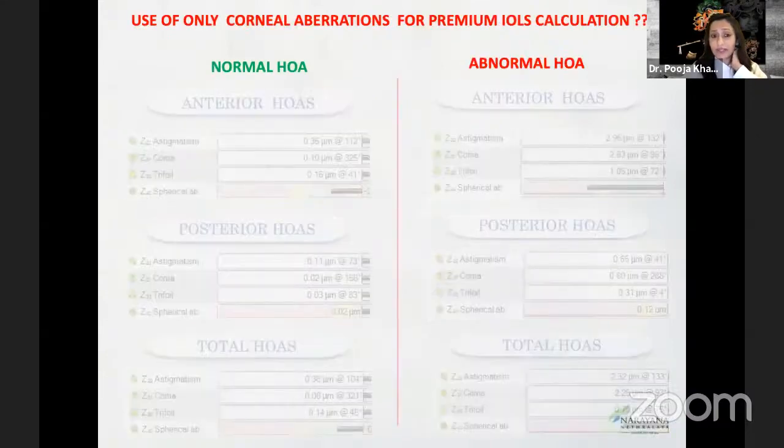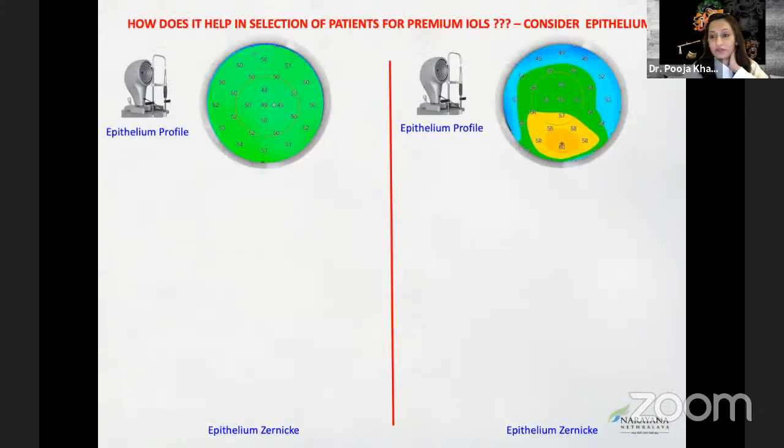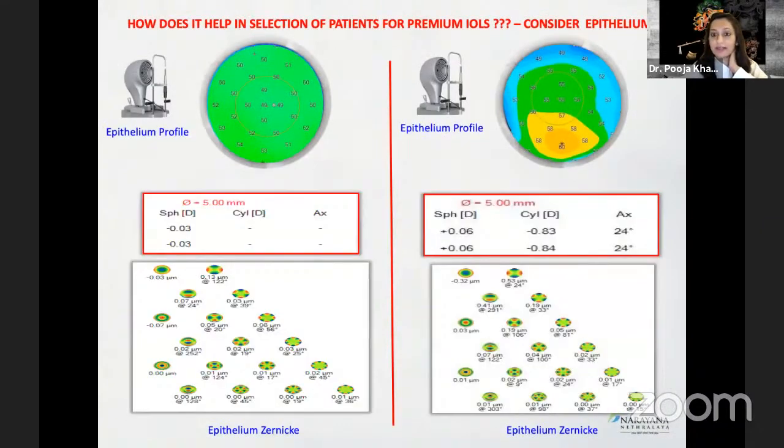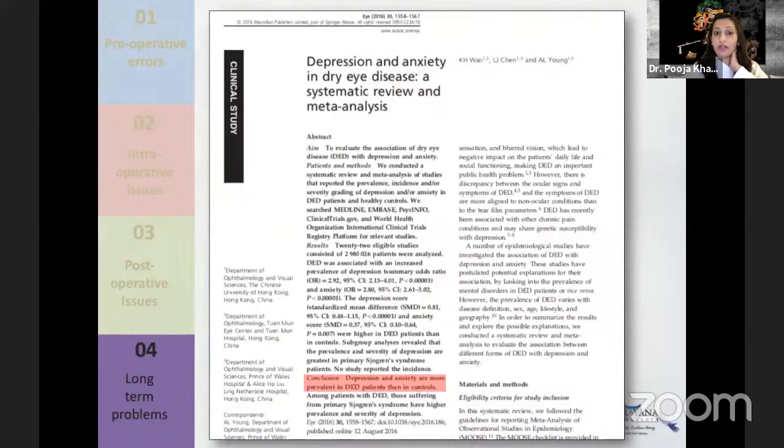So right now what we see is we just see the corneal aberrations, the anterior, posterior, and the total, and decide whether to do a premium IOL or not. But of course, in future, we will have to use the OCT-based topographer as already highlighted, consider the epithelium, and then decide whether to do a premium IOL for these patients or not, or whether to treat the patients or not. Long-term problems, yes, there are long-term impacts.